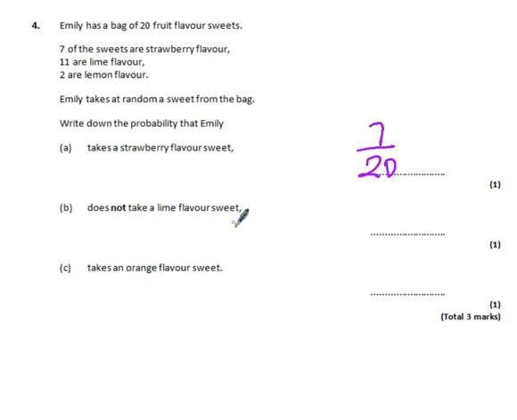Does not take a lime flavoured sweet. So there are 11 lime flavoured sweets, so there must be 9 that are not lime flavoured. Basically they're strawberry or lemon. 7 and 2 make 9. 11 and 9 make 20. So 9 sweets are not lime flavoured, so that's 9/20. And again, 9 and 20 don't have a common factor, so I can't simplify that fraction. Taking an orange sweet, there are no orange sweets in the bag, and as we've covered in lessons, that means it's impossible. And to signify something's impossible, we give it a probability of 0.